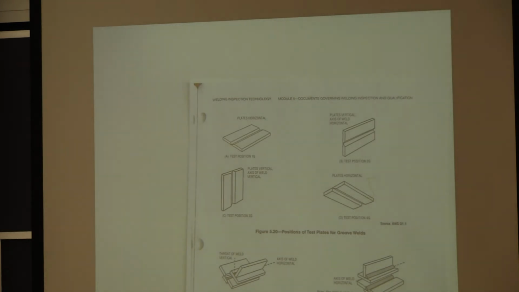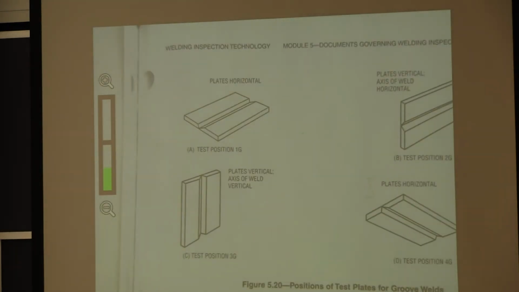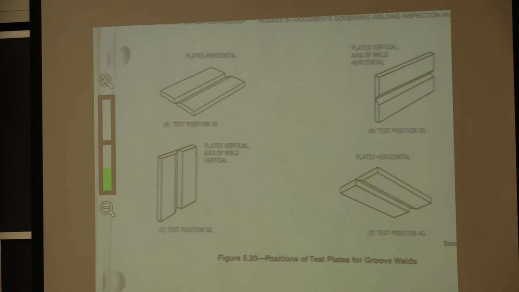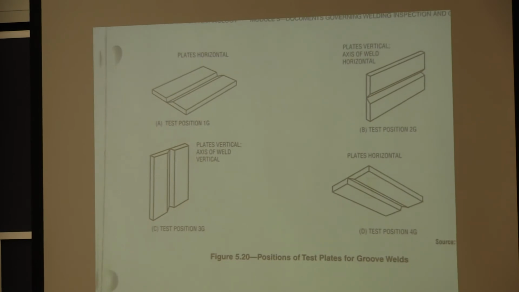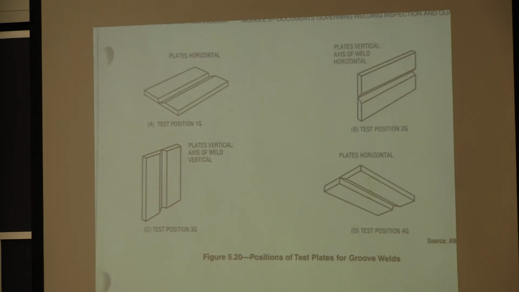So try and blow these up a little bit. So this first set right here, like I mentioned, if you had the plates are horizontal, you're welding from the top. That's a 1G groove weld there. 2G, your weld is actually horizontal. Your plates are vertical.